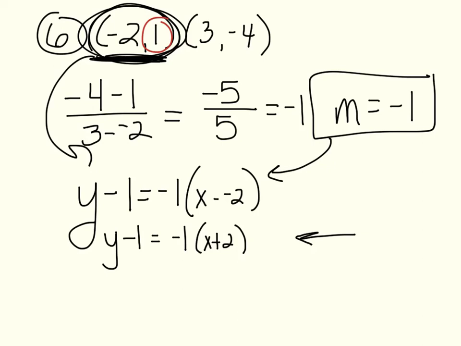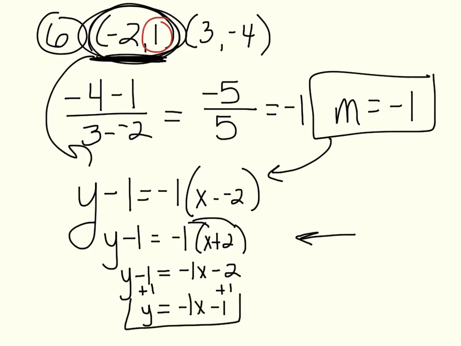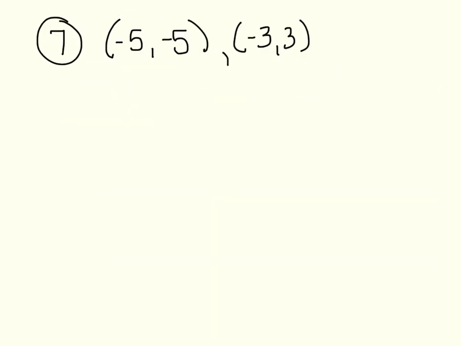But the directions state to write it in slope-intercept, so we have to solve for y. That means I have to distribute. y minus 1 equals negative 1x minus 2. I add 1. That gives me y equals negative 1x. Negative 2 plus 1 is negative 1. So my answer in slope-intercept form is y equals negative 1x minus 1.